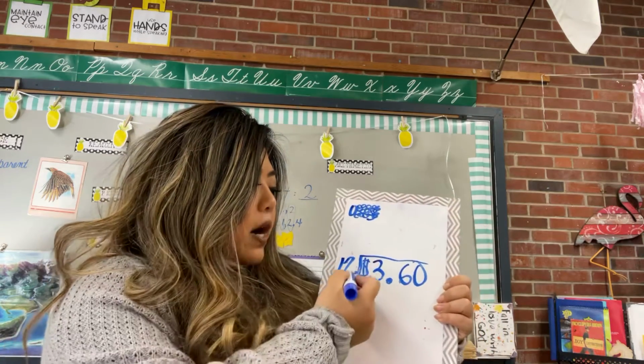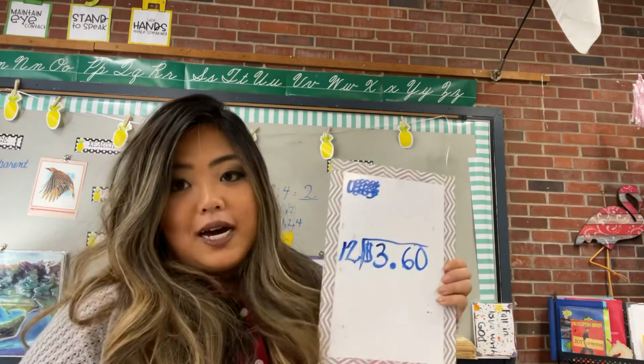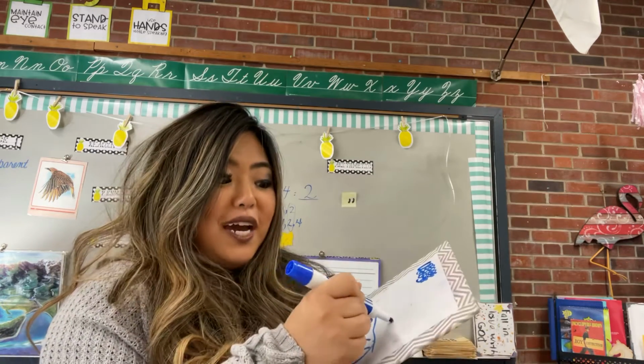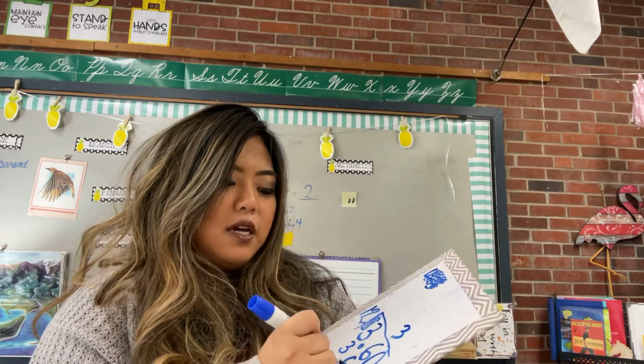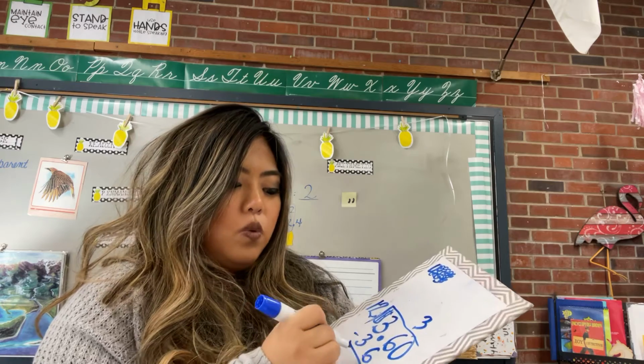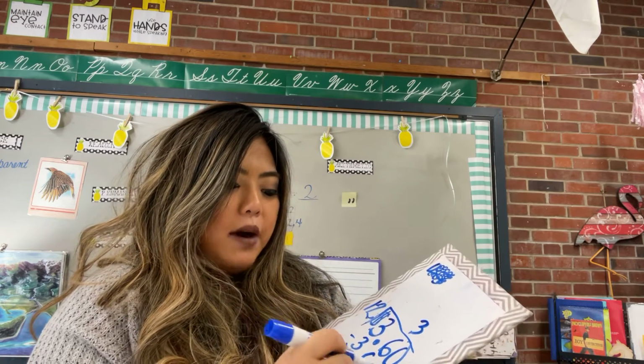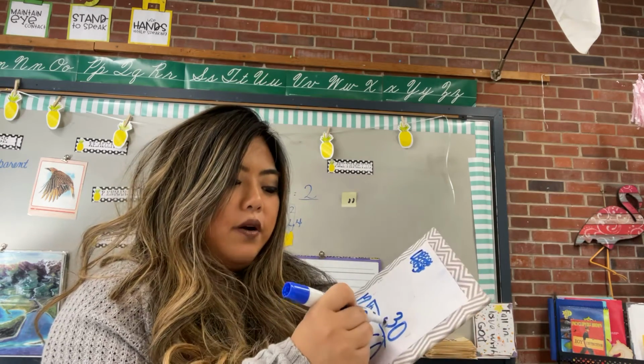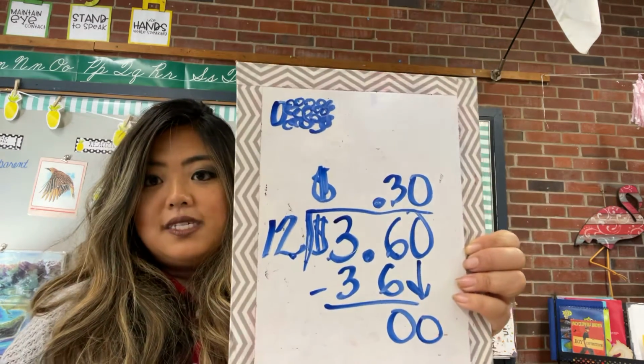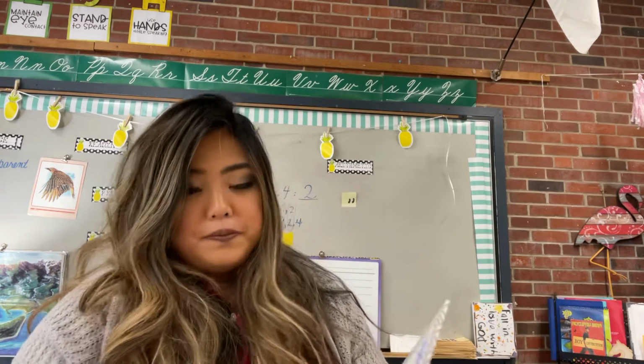All right, 12 goes into 36. How many times? 3, because 12 times 3 is 36. Subtract. And then 12 goes into 0. How many times? It is 0. If you put your dollars in your cent sign, you will get 30 cents per ear. 30 cents per ear, which makes sense because if you multiply 30 times 12, you would get $3.60.